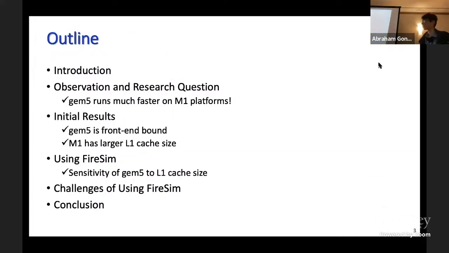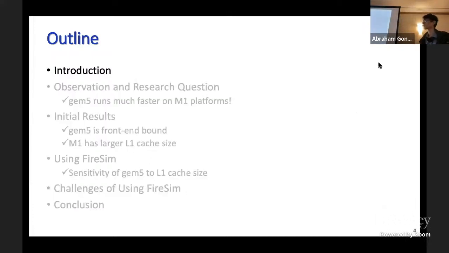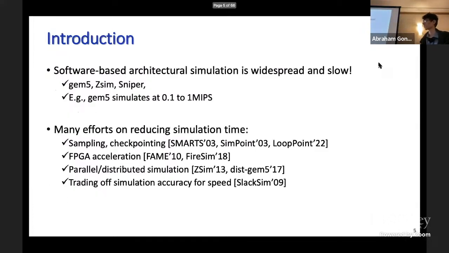This is the outline for the remainder of the talk, but I want to start by giving some background on software-based architectural simulators. So as I said earlier, they're widely used, but they're quite slow. Some examples of software-based architectural simulators are Gem 5, ZSim, and Sniper. And Gem 5 is a single-threaded simulator that simulates at 0.1 to 1 millions of instructions per second, which is quite slow, orders of magnitude slower than native hardware.